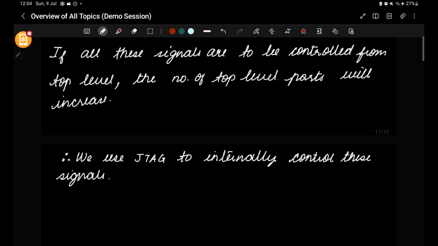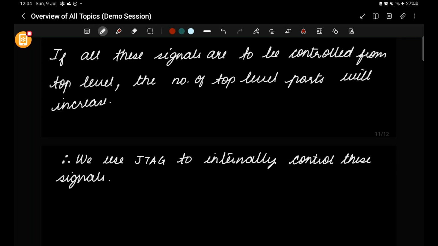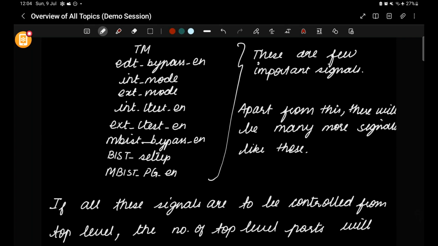Now when we use JTAG, we will require only 5 top level ports: the JTAG signals TMS, TCLK, TRESET, TDI, TDO. These 5 top level ports are required, and of course the EDT channel ports are also required. So instead of controlling all these signals from top level, we can use JTAG to internally control them. This is how the number of top level ports decreases when we use JTAG. The architecture of JTAG, what the JTAG FSM is, and what happens in each stage of the JTAG FSM, we will discuss during the JTAG topic.